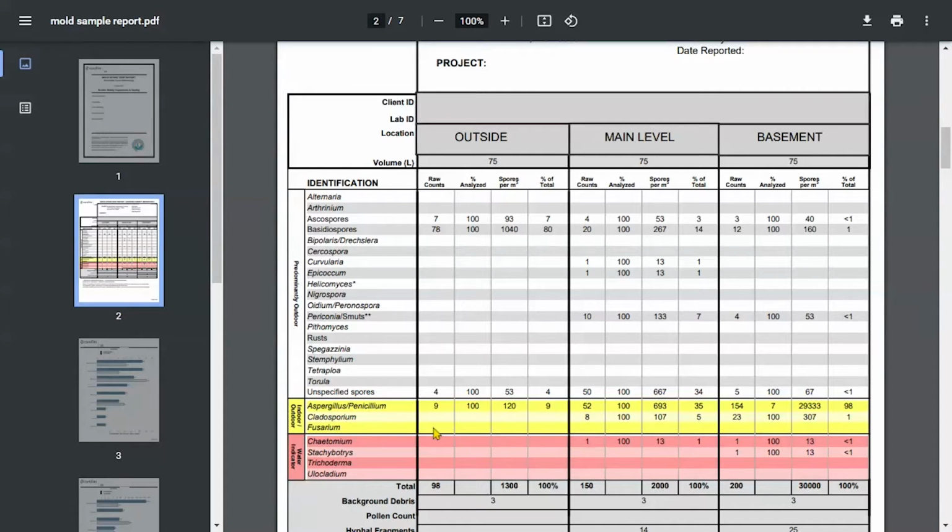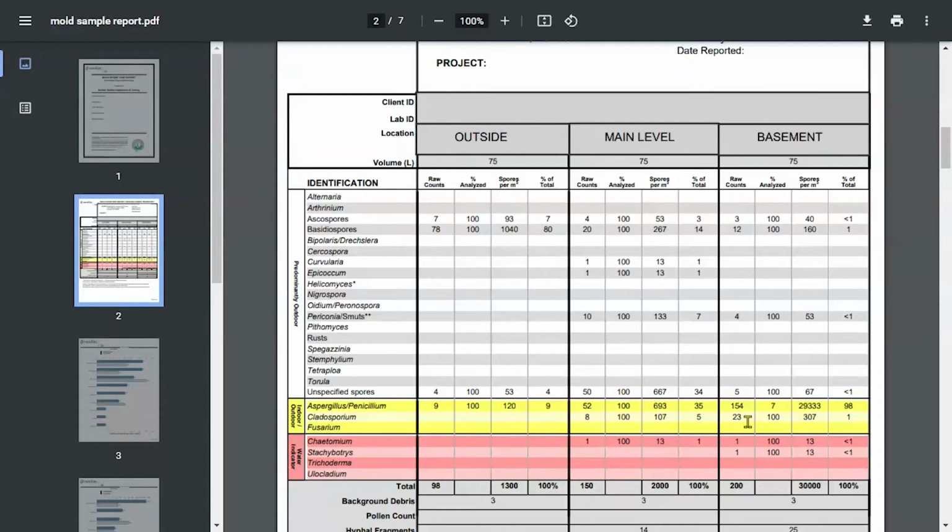So going back to the outdoor, we found 9 spores in that outdoor sample. They analyzed 100% of that sample, so 9 spores total. We go over to the main level. They found 52 spores. They analyzed 100% of that sample. Here, you see how it's 100%. So 52 spores total of Aspergillus penicillium at the main level.